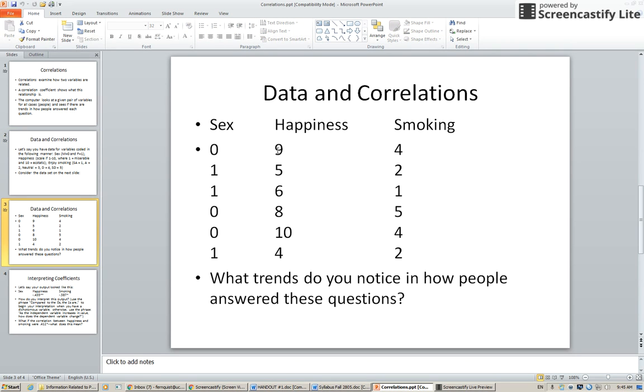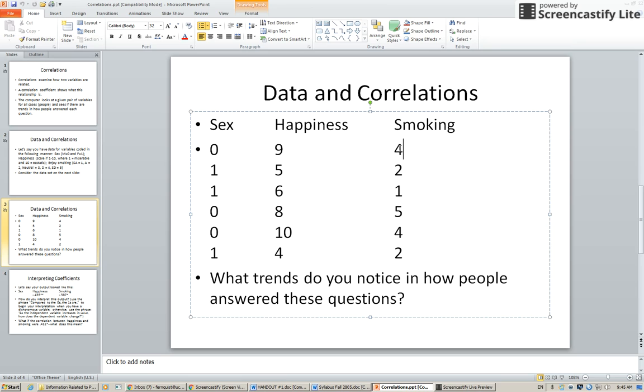So look at the pattern here. Here's a higher number, lower number. Again, each row represents a person in your survey. Here is a number that's not too high, but here it's lower. Here is a 6 and a 1, an 8 and a 5, a 10 and a 4. So what do you notice about the relationship between happiness and smoking? If you look at the higher numbers in the happiness, here's a higher number, here's a higher number, here's a higher number. Well, look over here at the smoking. I have a 4, a 5, and a 4.